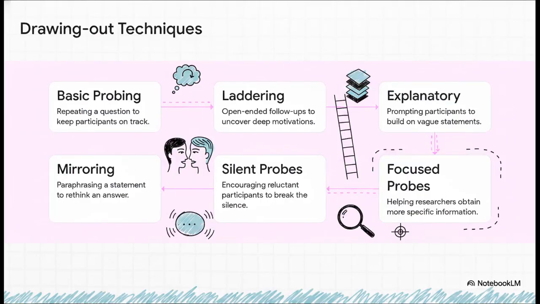To really draw out the truth here, you kind of have to play detective. You might use a technique called laddering to dig way down into someone's core values. Or maybe mirroring, where you repeat a phrase back so the participant naturally expands on it. And honestly, sometimes the most powerful tool is a silent probe, literally just letting an awkward pause force a reluctant participant to fill the gap and keep talking.